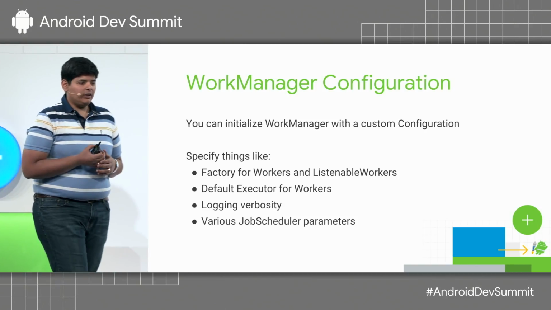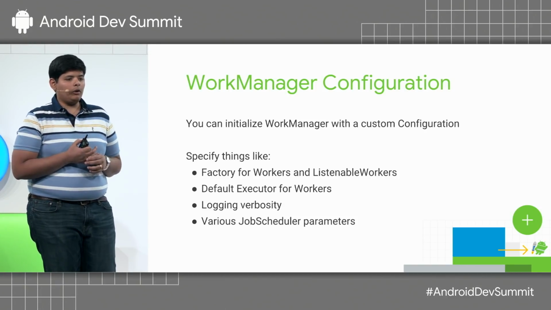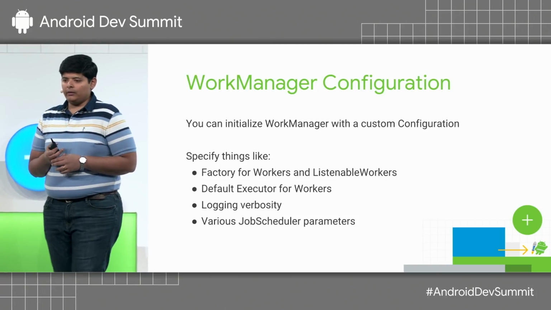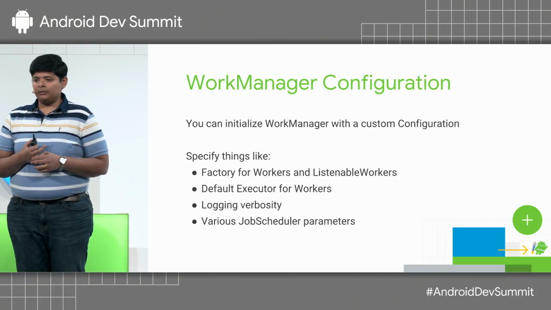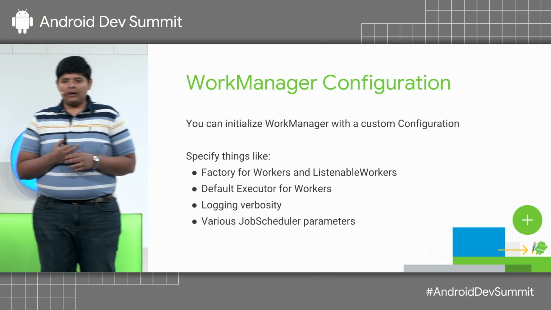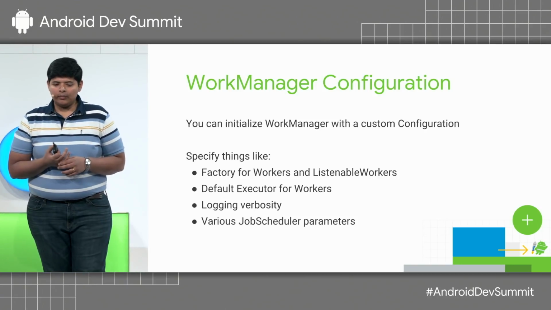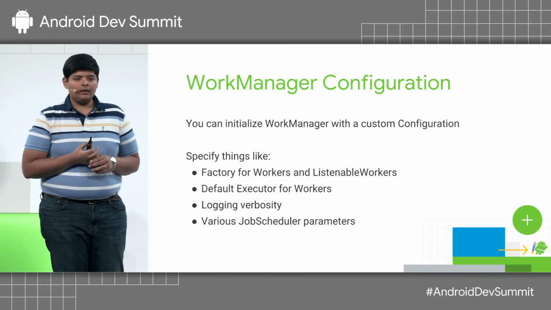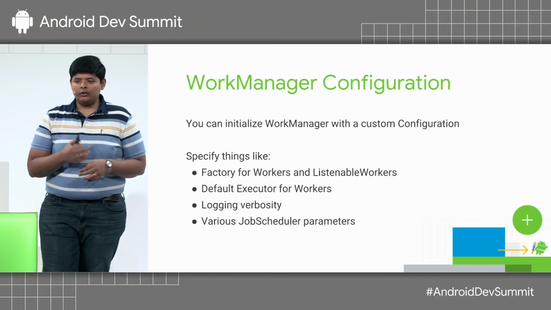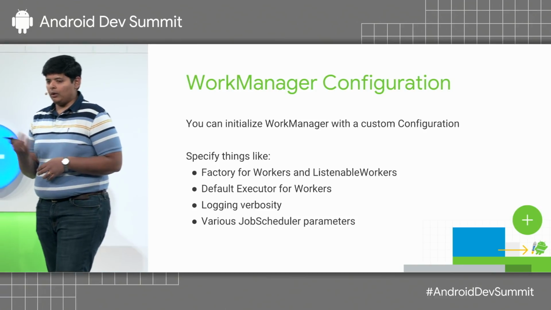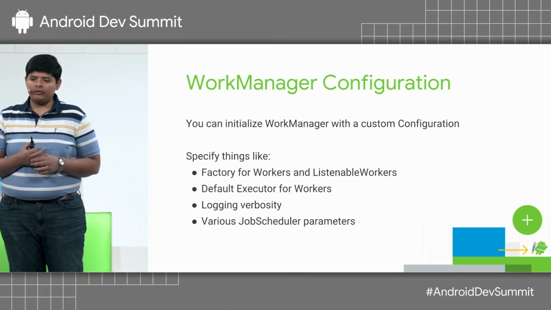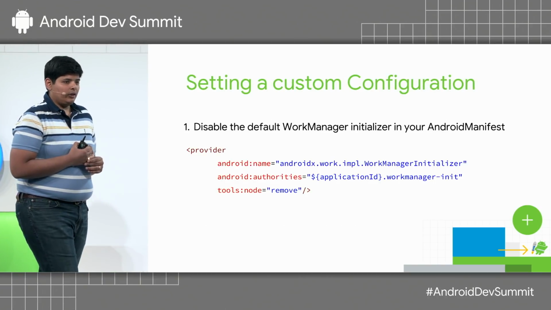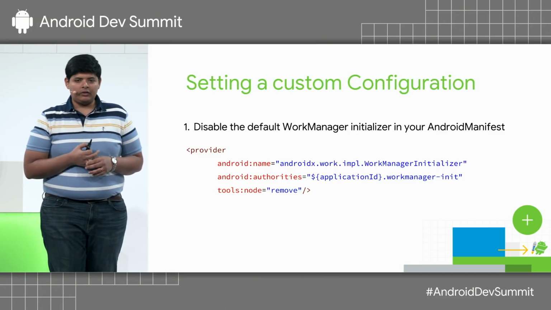You can also specify the default executor that you want all workers to use. You can specify the logging verbosity if you want to distinguish between a debug build and a release build, and you want to make sure you log more information to diagnose your problems. And then you can also specify various other job scheduler parameters, like the number of jobs that you want us to send to job scheduler, and the IDs of jobs that you want us to use, in case you're already using job scheduler before. So if you want to customize WorkManager, then you have to disable the default WorkManager initializer first.